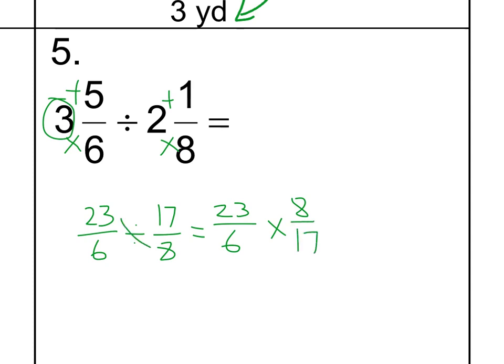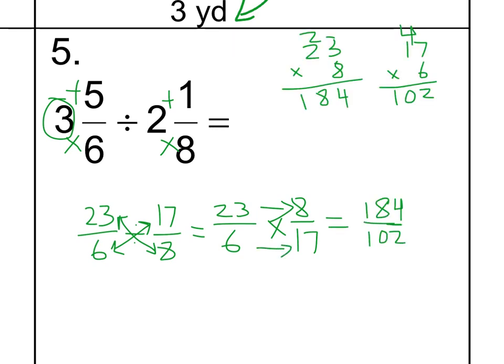Now, some of you might know that as butterflying, but I'm going to do it like this. And so these are arrows, not a times sign, for those who know butterflying. So 23 times 8 will go on top, and then 6 times 17 will go on bottom. And so I did those up here, and I got 184 over 102, which means I can now make this, it is improper, I can make it a mixed number and reduce.